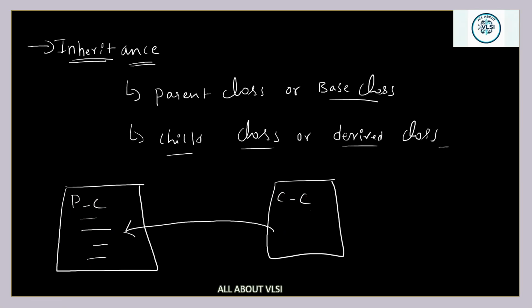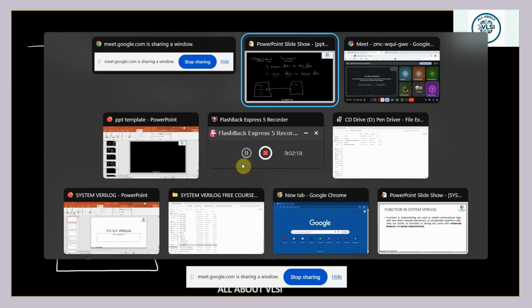Now, how do we achieve this inheritance? I'm going to use a keyword known as extends. If I use this keyword, then I can create a child class for my present class, and that present class will become a parent class. Let me show you how to declare it with one example.